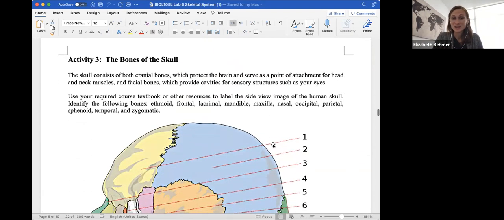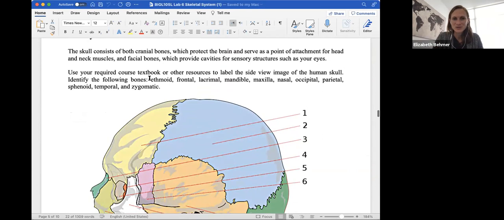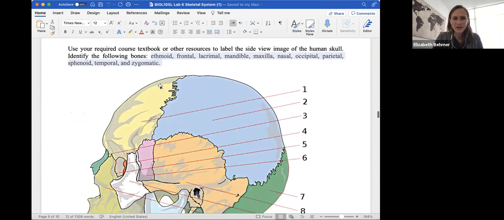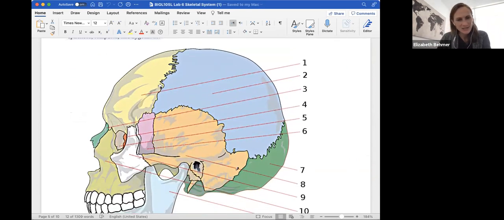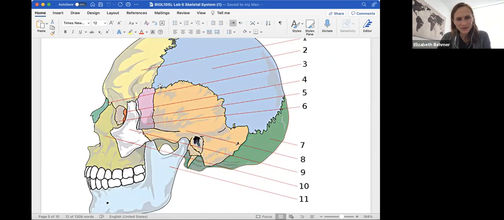Here are the bones of the skull, and I think it gives you the following to help you label them. This labeling is pretty good. There's a couple that are a little tricky. Number 6, so this one in purple, it's pointing to the sphenoid bone because the sphenoid bone actually sits behind your nose, and this little piece in pink or purple is the only part of the sphenoid bone that you can see from the surface of the skull. It's kind of where your temples are.